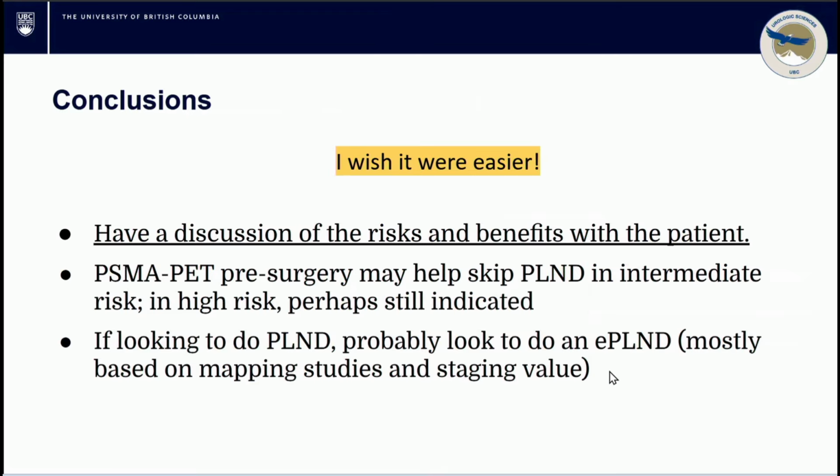Anyway, so to wrap up, I wish I had an easier time coming up with some concrete conclusions. I think a safe exam answer would be to engage in shared decision-making with the patient and to discuss that step of the procedure with them. And I do think on my review of the literature, if you are going to use PSMA-PET to skip a pelvic lymph node dissection, it would work better in intermediate risk patients. If you are going to do a pelvic lymph node dissection, it also seems to make sense to just go with the extended template, including the obturator, internal, and external iliacs, as a good bet.